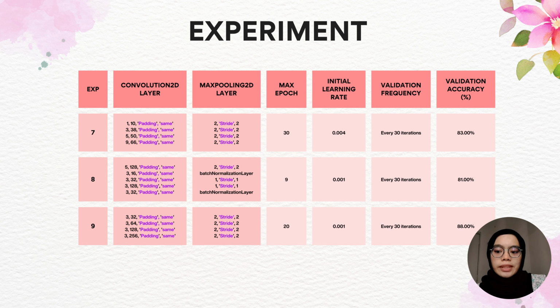For experiment 9, we use 4 convolutional layers with 32, 64, 128 and 256 filters with 2 times 2 max pooling layers with 20 epochs with a learning rate of 0.001, and validation accuracy is checked every 30 iterations, and we get a validation accuracy of 88%.